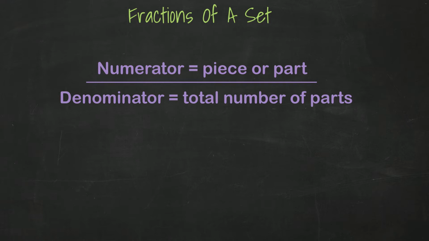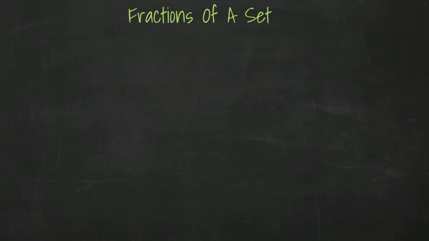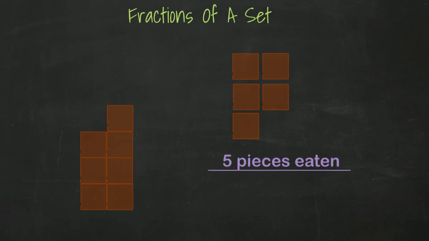I'm going to start with a fraction of one item, and then move into groups or sets. Let's pretend we have a candy bar with 12 pieces or blocks. If we were to eat 5 pieces, what fraction would we have eaten? The numerator would be the total pieces eaten, which is 5. Denominator, total pieces in the whole candy bar, which is 12. The fraction of pieces eaten is 5/12.